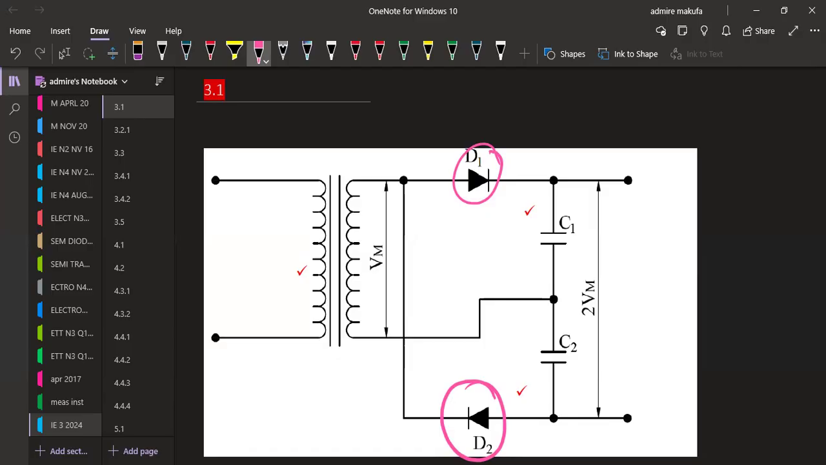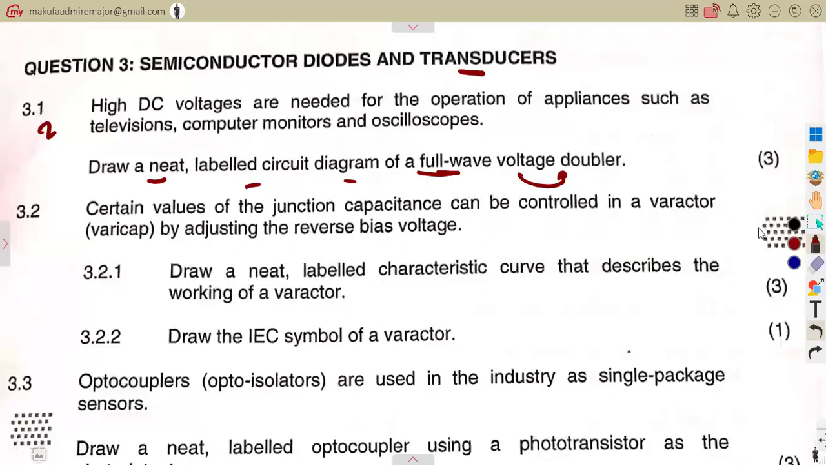All right, so let's see the other part, guys, before this software tends to misbehave. 3.2, certain values of the junction capacitance can be controlled in a varactor, which is variable by adjusting the reverse bias voltage. Draw a neat labeled characteristic curve that describes the working of a varactor diode. Okay, remember from our varactor, what they are saying is we need the characteristic curve which describes the operation, not the varactor, but the curve.